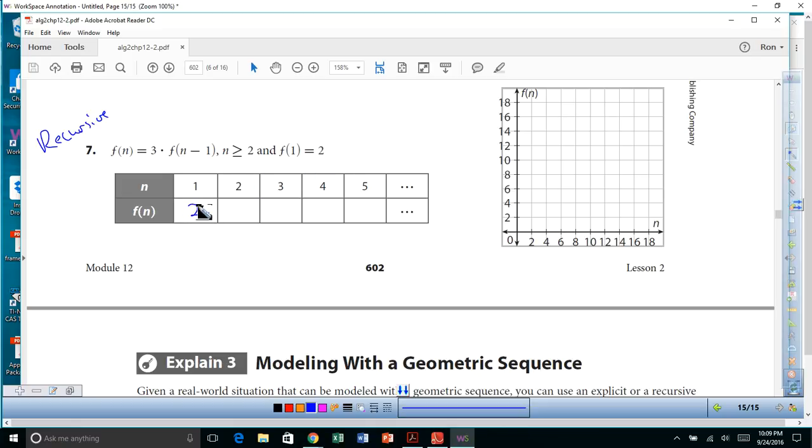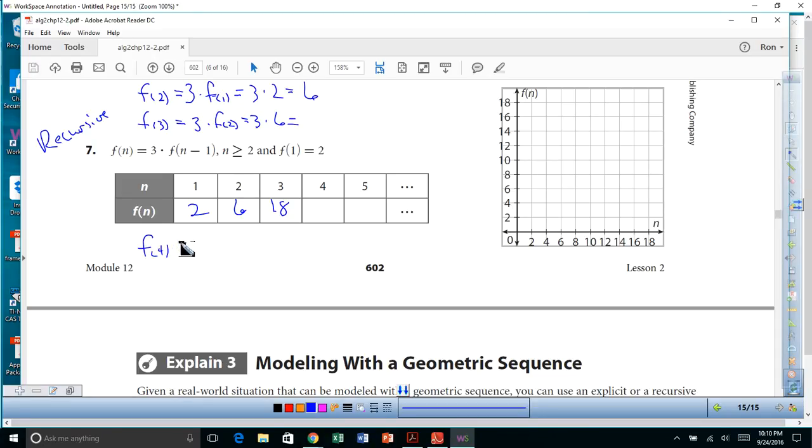Well, first it gives you the first term. And then 2 minus 1 would be f of 1. So f of 2 would be 3 times f of 2 minus 1, which is f of 1. And f of 1 is 2, so that's going to give you 6. 3 times 2 is 6. F of 3 would be 3 times f of 2, since 3 minus 1 is 2, which would be 3 times 6, and that gives you 18.